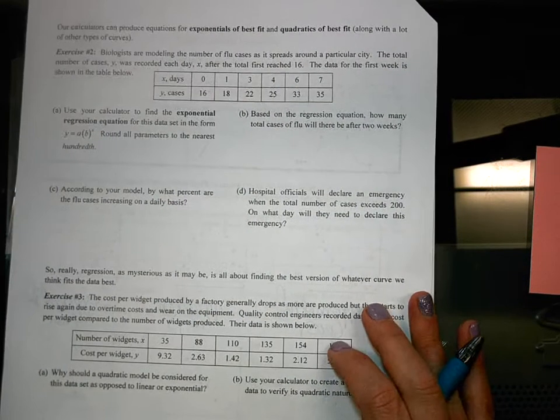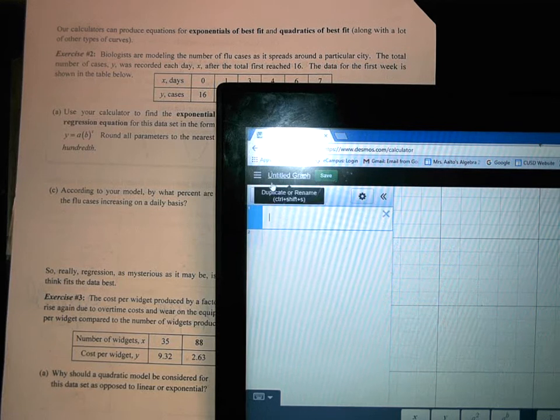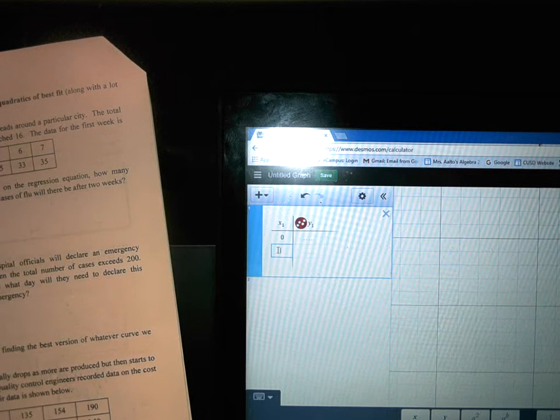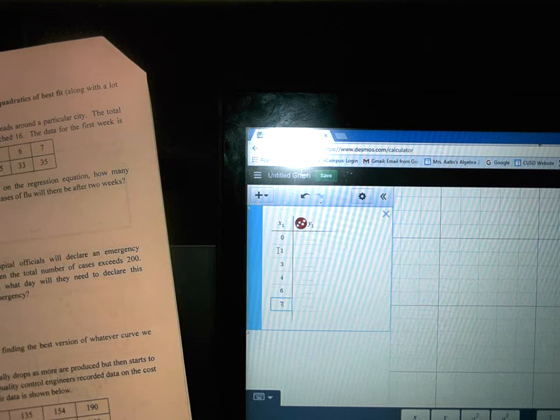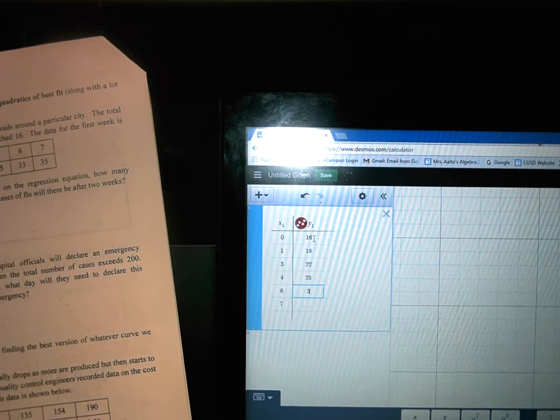Okay? Let's go ahead and exit out of these screens in our Desmos. We want to start with a new screen here. New table, thank you. So, new table, let's input the data. So we have 0, 1, 3, 4, 6, 7. Okay, starting at 0, it is 16, 18, 22, 25, 33, 35.